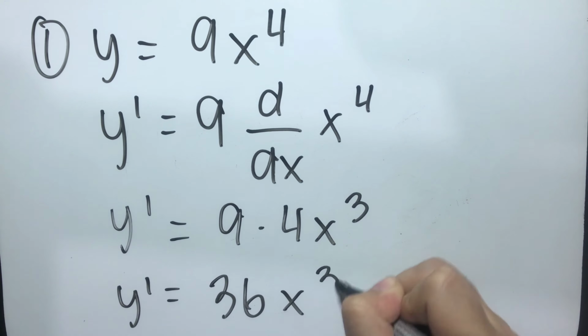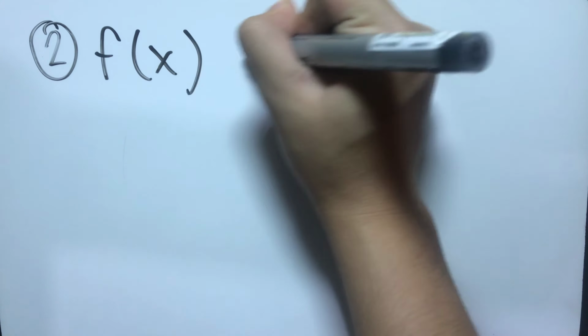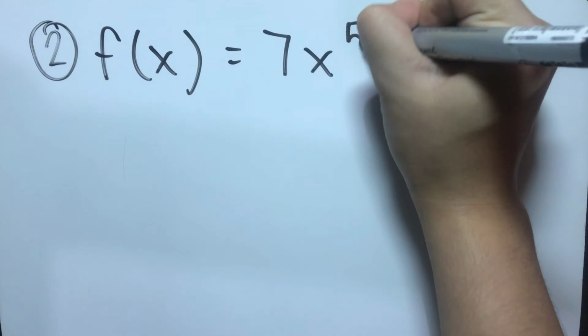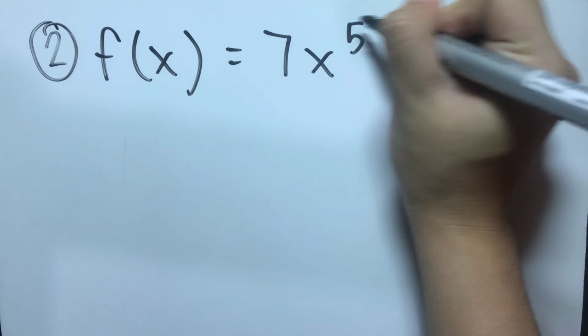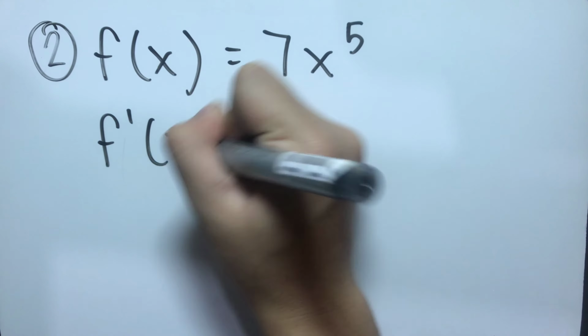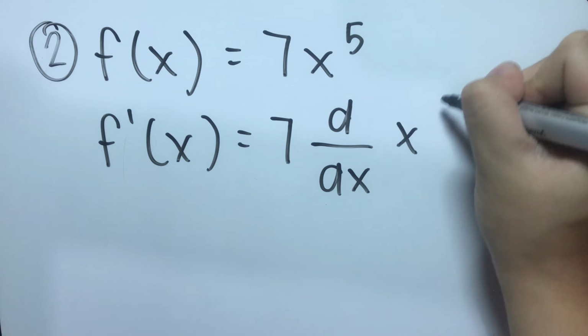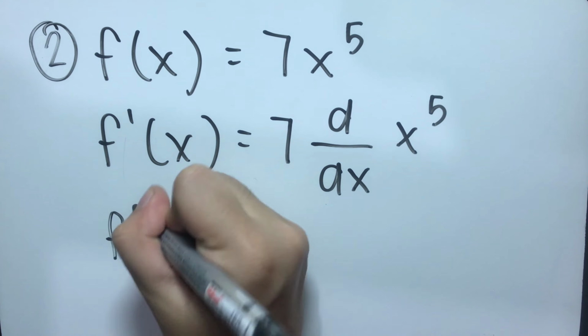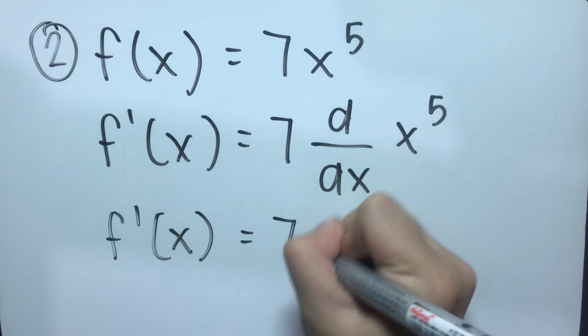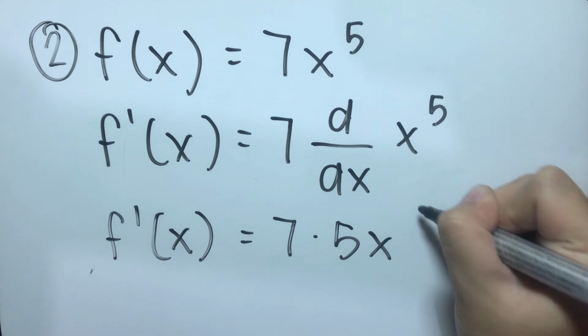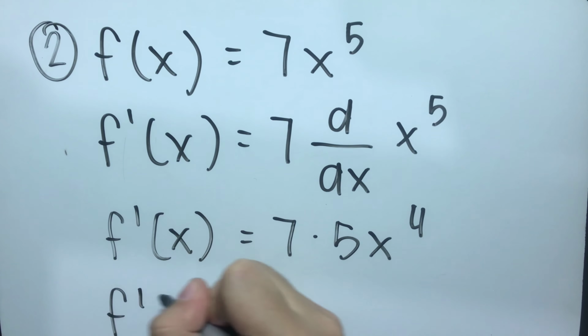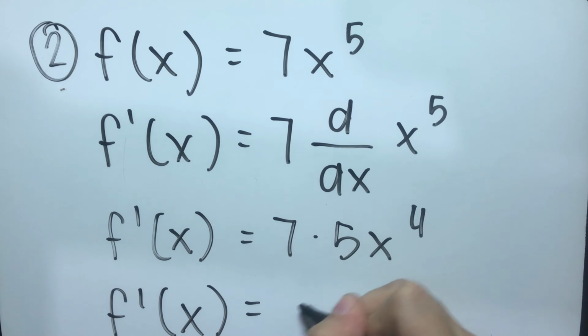So for number 2, f of x is equal to 7x raised to 5. To get the derivative of this, f prime of x is equal to 7 times the derivative of x raised to 5. By applying the power rule on x raised to 5, f prime of x is equal to 7 times 5x raised to 4. So the final answer would be f prime of x is equal to 35x raised to 4.